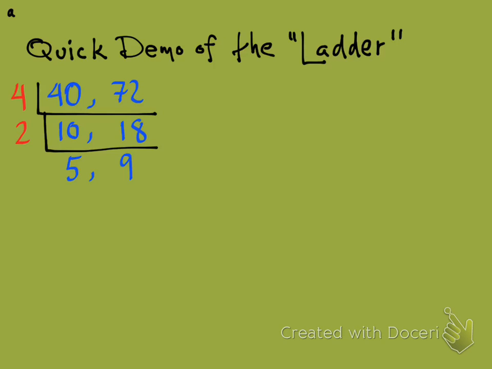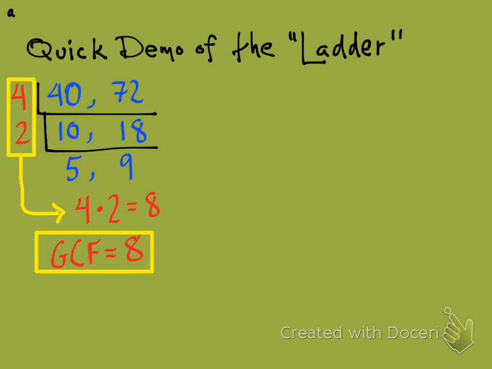In fact, what we do now is take all those numbers that we wrote on the outside of the ladder, the 4 and the 2, and multiply them together to get 8. Now we have just found that the greatest common factor, the GCF, is 8 between those two numbers. That's the largest number that goes into both 40 and 72.